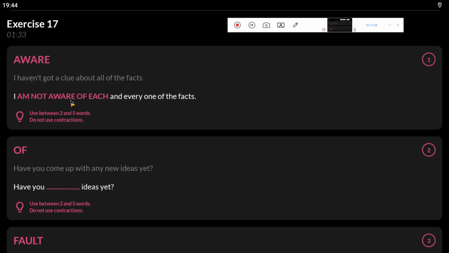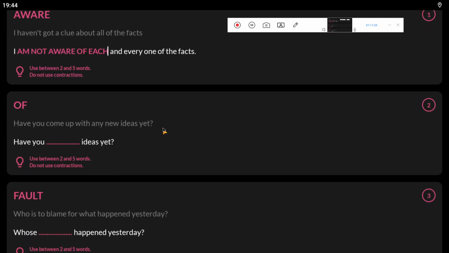Have you ever heard about this expression, each and every? No? It means todos y cada uno. Todos y cada uno de los hechos in this case. Each and every one of the facts. Todos y cada uno. Don't forget. Take notes of this phrase. This is a useful way.